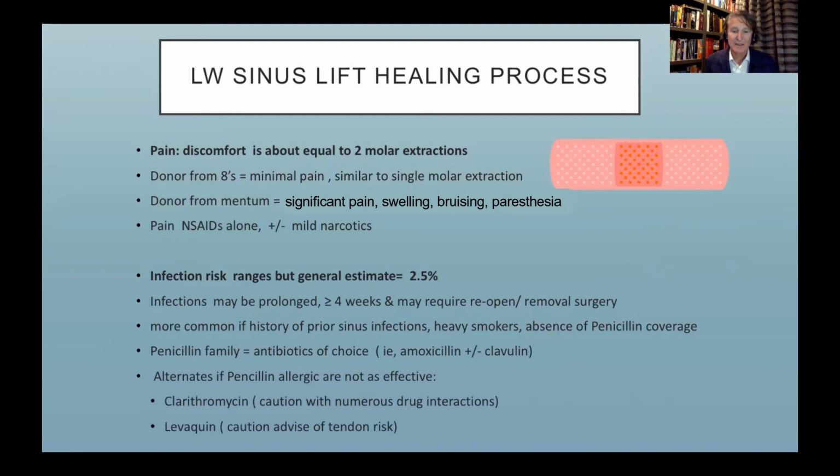So clarithromycin, for one thing, has numerous drug interactions, but also isn't as effective. And levaquin, also not as effective, but does also have a tendinitis or tendon damage risk. So these are things that might be explained to your patient. In my personal opinion, I don't do lateral window procedures in the absence of a penicillin class choice. We might get antibiotic testing done so that we know. Most patients that report an allergy, in fact, are not, but we do get testing to find out.